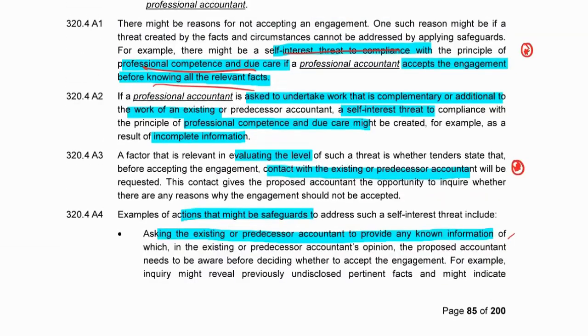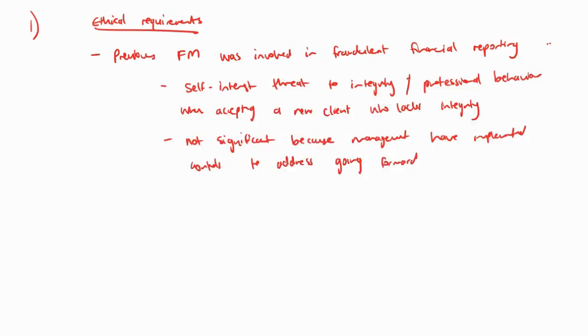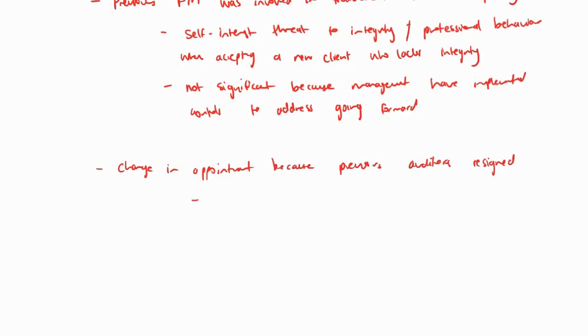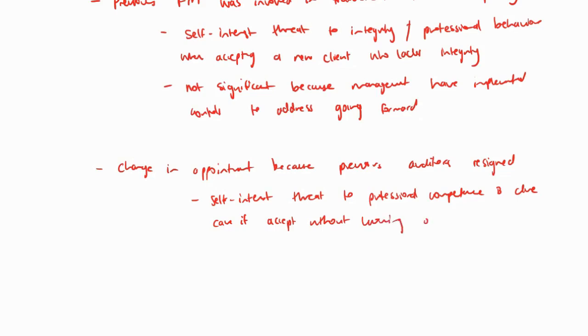So I'm now going to go and put this additional threat down. This will go under my ethical requirements, so I'm going to say this is a change in appointment because previous auditors resigned, and then I'm going to say this can create a self-interest threat to professional competence and due care if we accept without knowing the relevant facts.